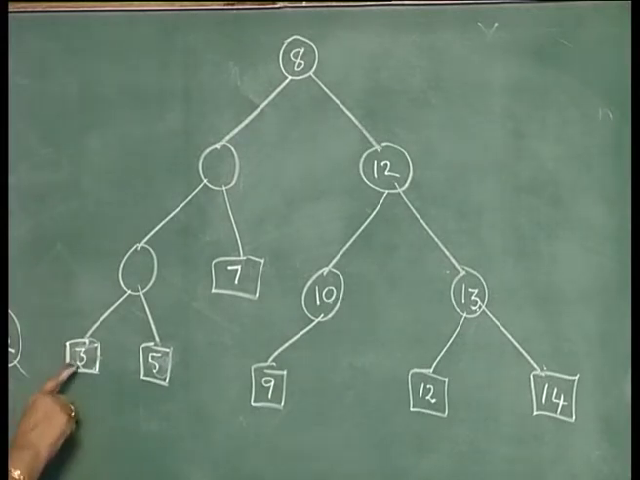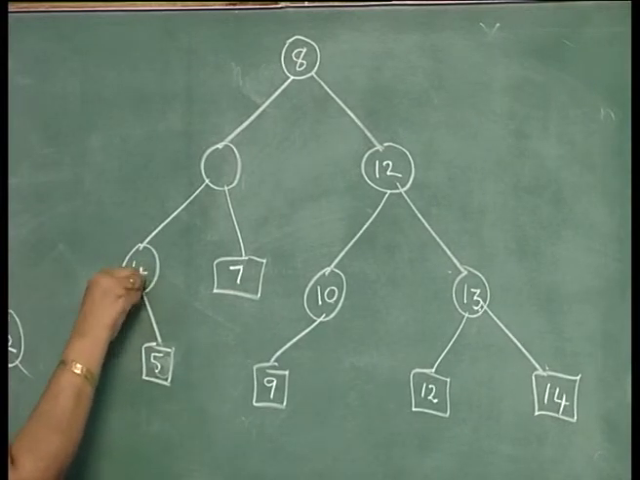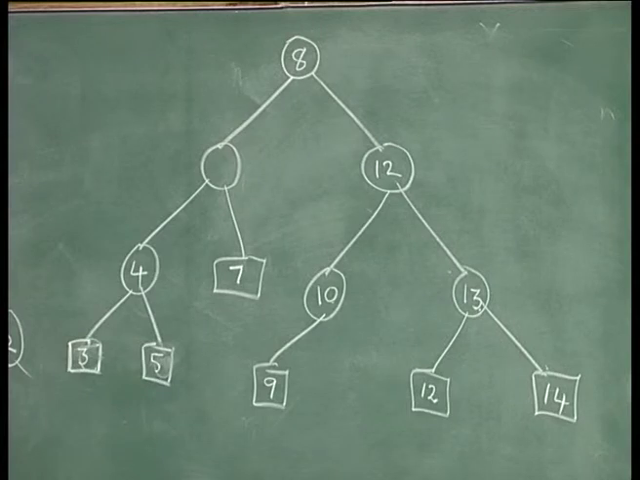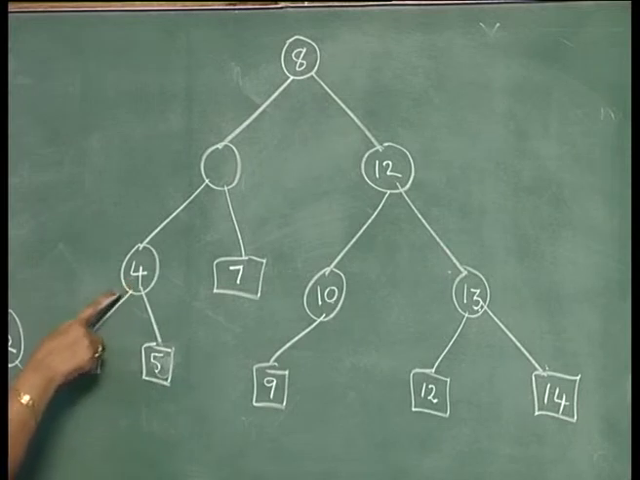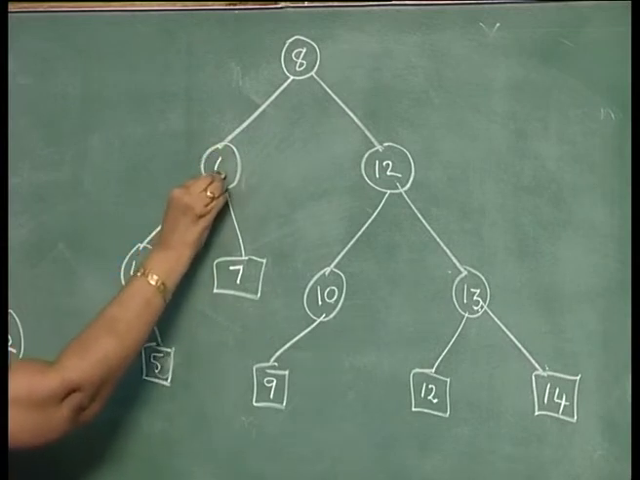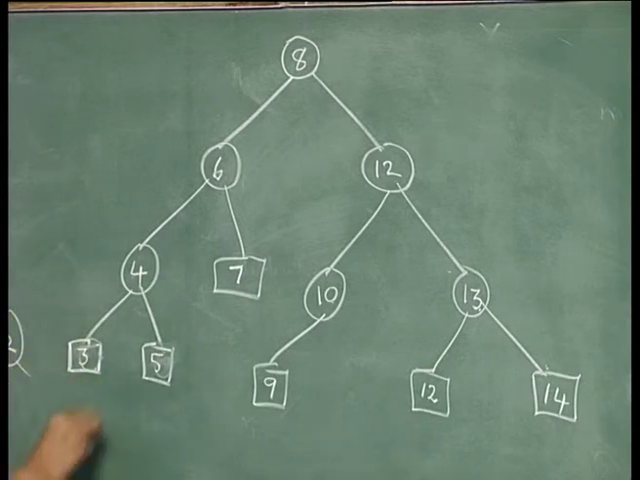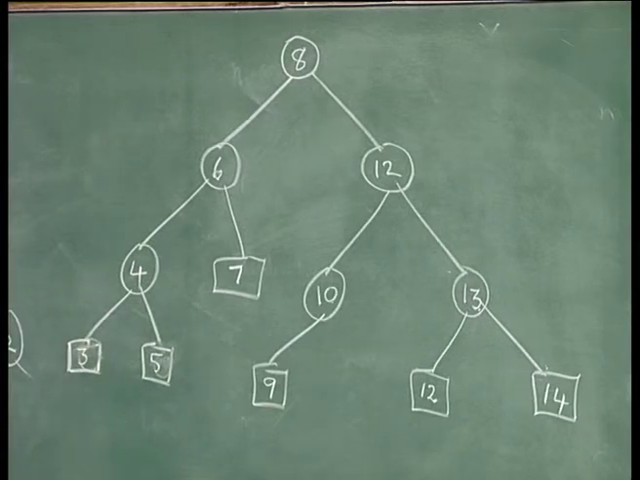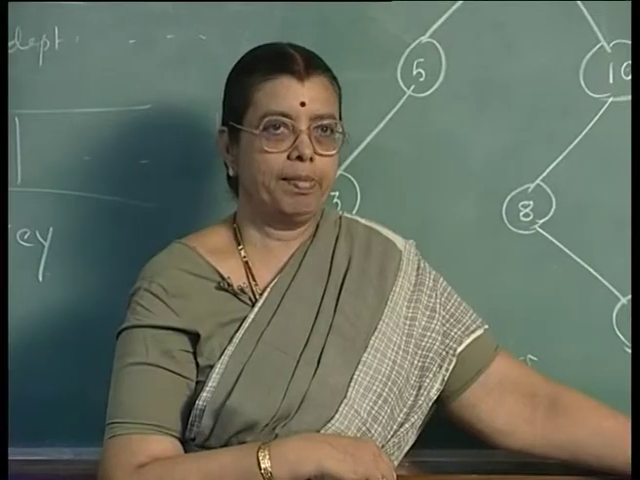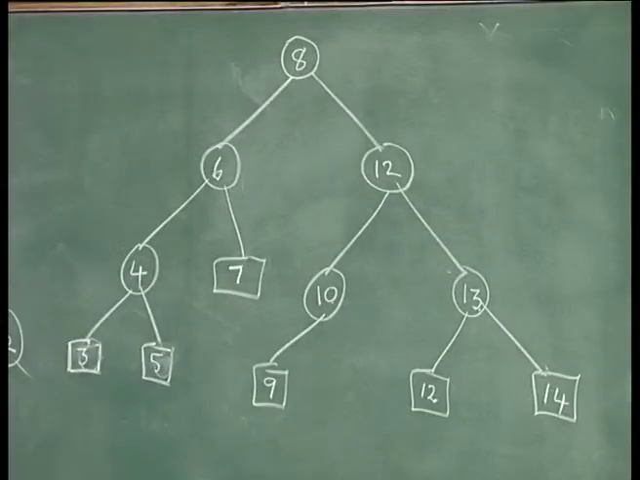And similarly, in this tree, the left, this value is 3, 4, 3, 5. So, you can have a discriminator 4 here. All values greater than or equal to 4 will go to the right subtree. All values less than 4 go to the left subtree. And here you can have something like 6. So, all values less than 6 go to this subtree. All values greater than or equal to 6 go to the right subtree. But in this case, the values are stored only at the leaves, and the internal nodes contain the discriminators. This is one way of doing it.